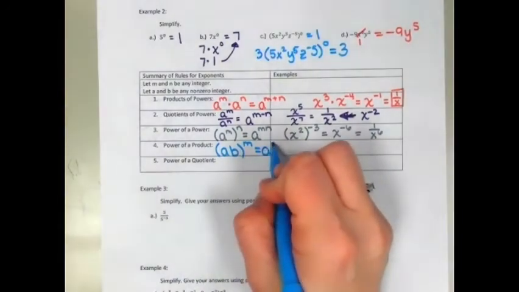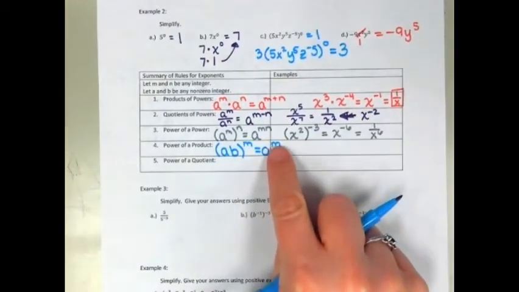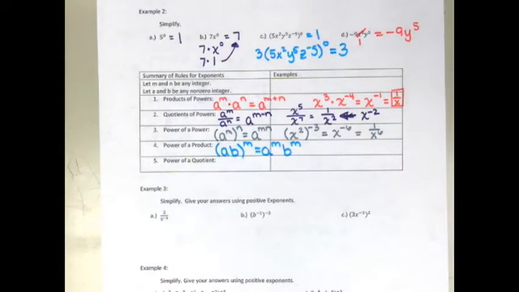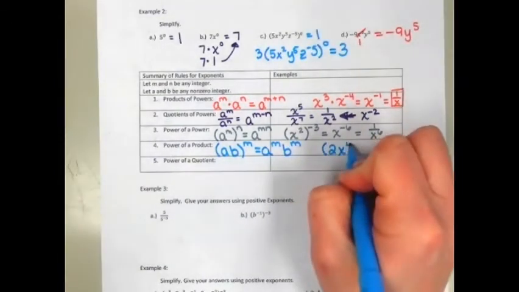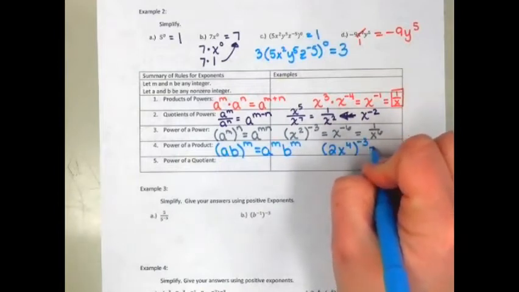A to the m power, you mean? B to the m power, right? But again, if there's exponents, you raise them high, you multiply. So if I have this problem like 2x to the 4th raised to the negative 3rd power, what would we get there?